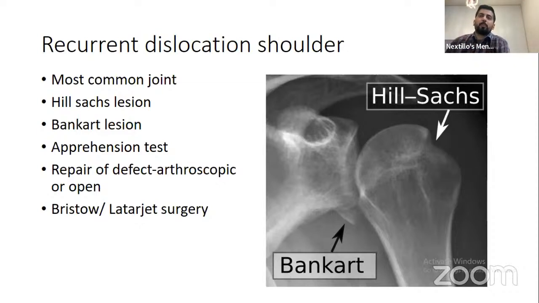Now, how do you manage this? That is a complex topic, but if the answer is given as arthroscopic repair of the labral lesion, yes, that is one option. But usually what they ask is the name of the surgical procedure. So the Bristow or Latarjet procedure is known to come in your exam, and Bristow and Latarjet surgeries are the most common type used for recurrent dislocation of the shoulder.